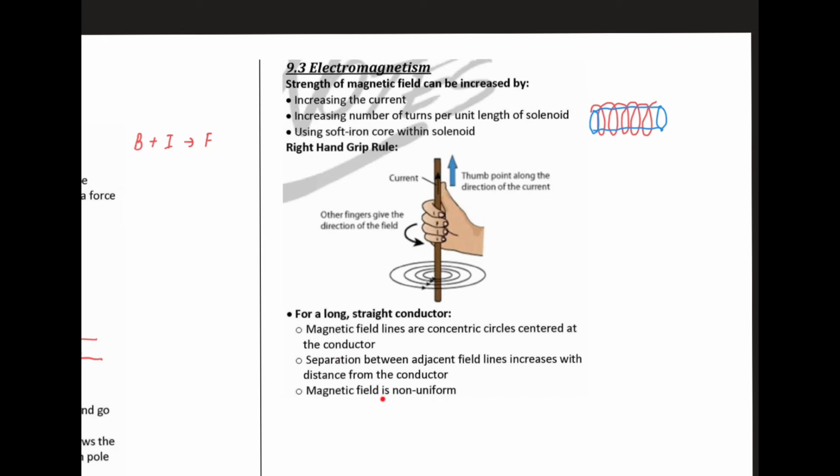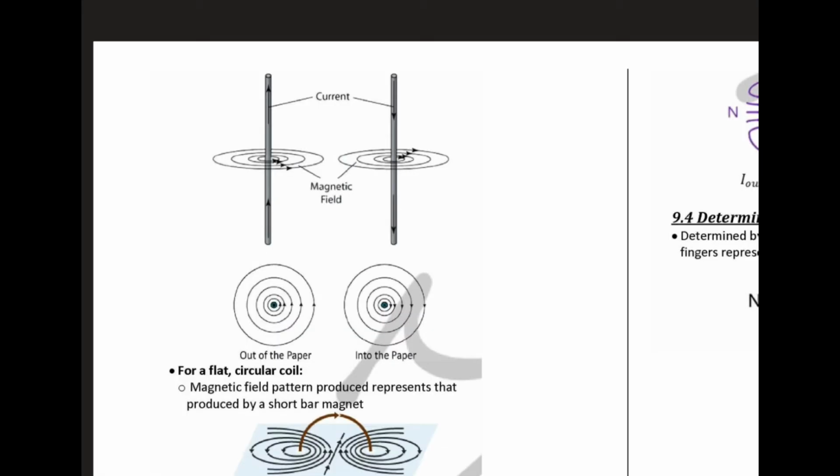And the magnetic field is non-uniform. That means when it's near the conductor, it is strong, and when it's further away from the conductor, it is weak. So this is non-uniform. Okay, let's move on.